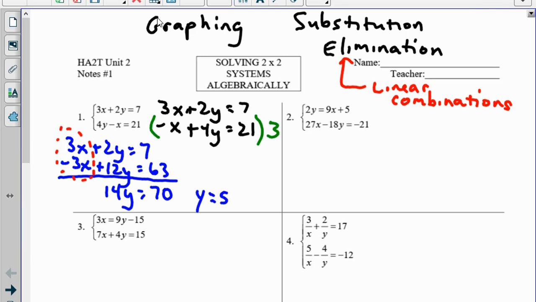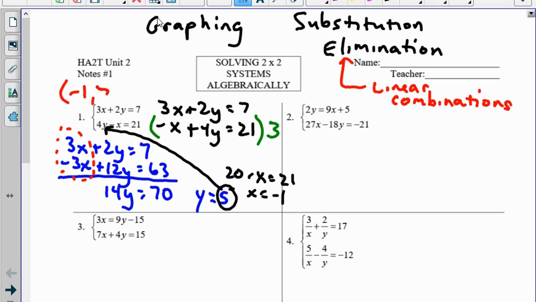Once we get one variable, our objective is to substitute that variable back into one of the original equations. Usually the originals are better because they don't have bigger numbers after we multiply. So we're going to take that 5 and substitute it back into one of the original equations. I'll pick the bottom one. So 4 times 5 is 20. 20 minus x equals 21, so x is going to equal -1. We typically write our final answer as a point, so the answer for number 1 is -1, 5.